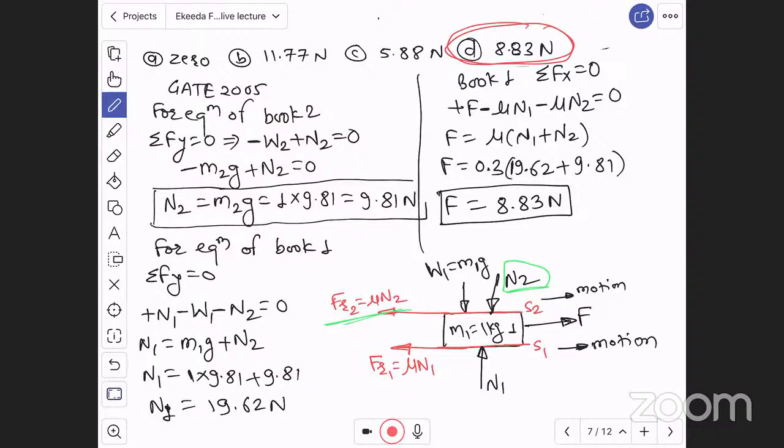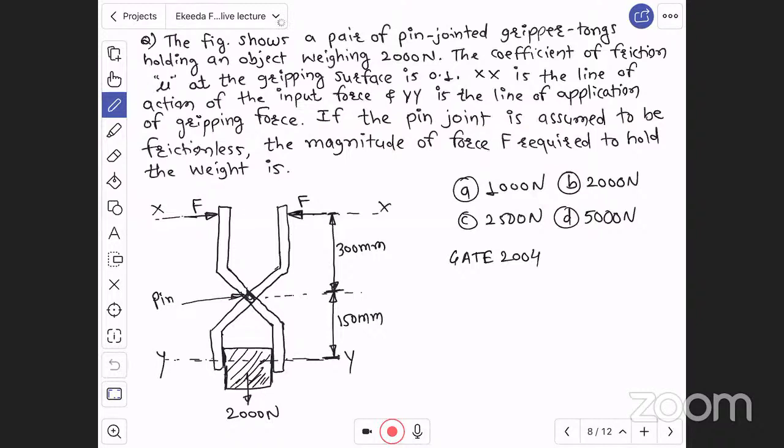Okay, let us go for the next question. The next question is on your screen. This question was asked in GATE 2004 for 2 marks. Again, this is a very good quality question.